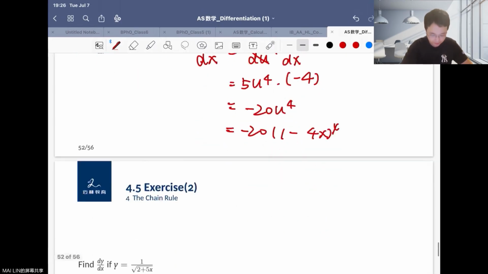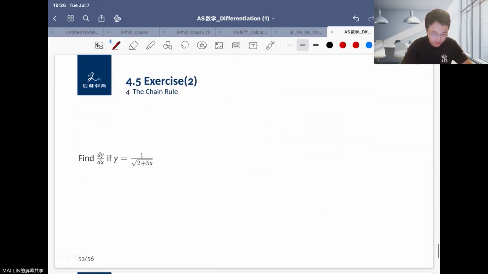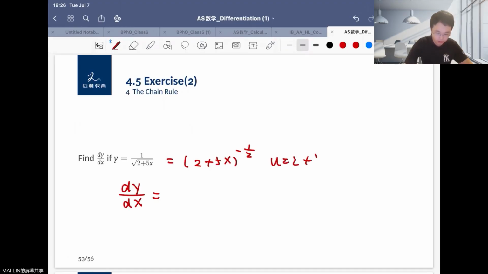Another example: dy over dx when y equals 1 over the square root of (2 plus 5x). We can say that 1 over the square root of (2 plus 5x) can be considered as (2 plus 5x) to the power of negative a half. So first we let u equals 2 plus 5x, and it can be considered as u to the power of negative a half.